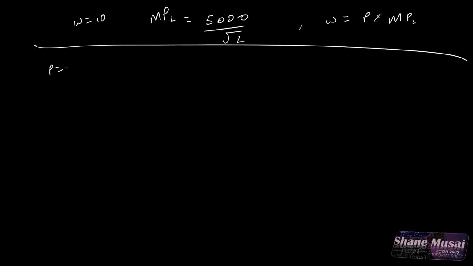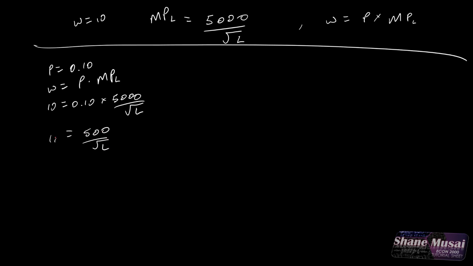The first case, when the price is equal to 10 cents, then we know that wage is equal to price times the MPL. So $10 is equal to 0.10 times 5,000 divided by the square root of L. So this is 500 divided by the square root of L equals 10. So the square root of L is equal to 500 over 10, which is equal to 50. But now we are asking for the supply curve. So this is a price and quantity curve, right? The axes are price and quantity. We have the price as 10 cents. Now we need the quantity.